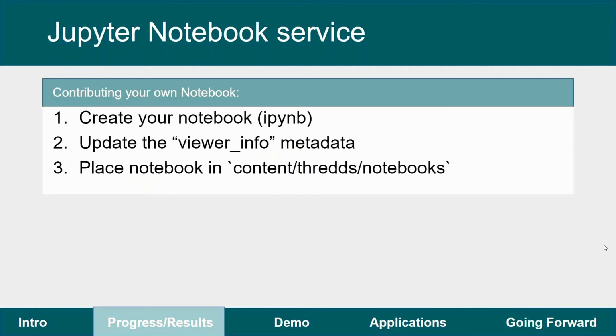So if you want to add your own notebook viewer to your instance of TDS, all you have to do is create your notebook, update the viewer info metadata to say what data sets you want it to be used for, and then you place it inside your notebooks directory, and then restart your server.